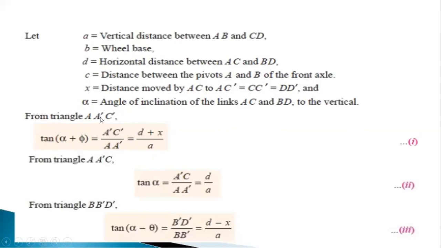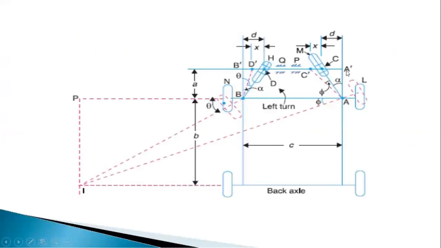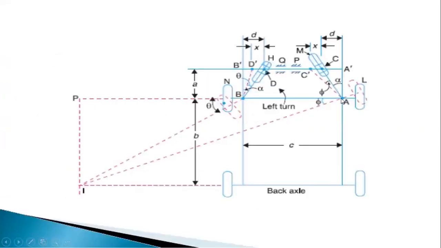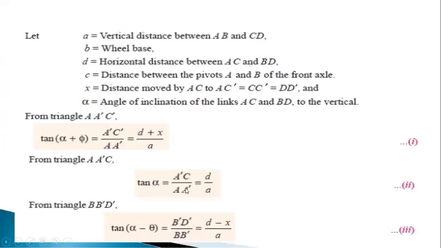And from triangle A dash C dash, tan alpha plus phi is taken as A dash C dash by A dash, and A dash C dash means d plus x, divided by A dash. A dash means small a. So from triangle A dash C, tan alpha is taken as A dash C by A dash, that is d by a. So this is taken as the second position, that is the second link.